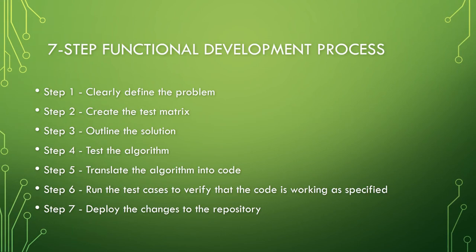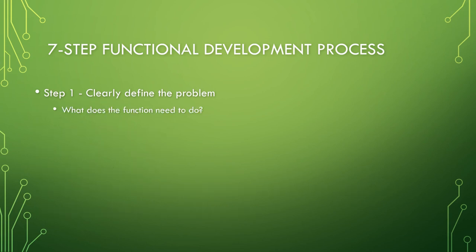So I'm going to be doing the 7 steps of the functional development process. Step 1, clearly define the problem. Step 2, create the test matrix. Step 3, outline the solution. Step 4, test the algorithm. Step 5, translate the algorithm into code. Step 6, run the test cases to verify that the code is working as specified. And step 7, the best part, deploy the changes to the repository.